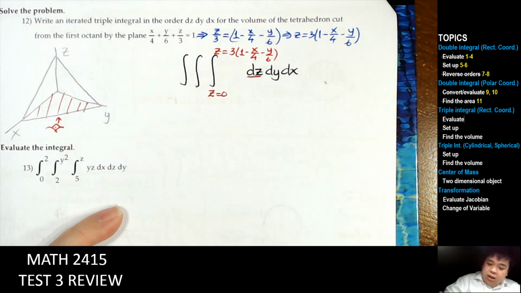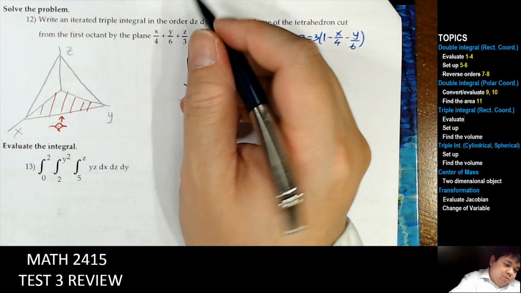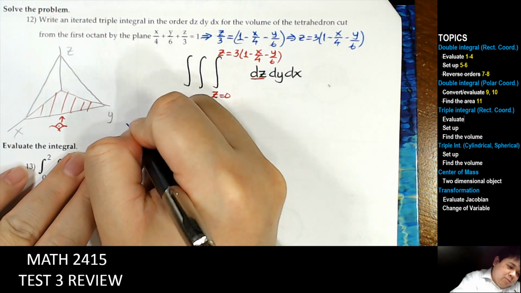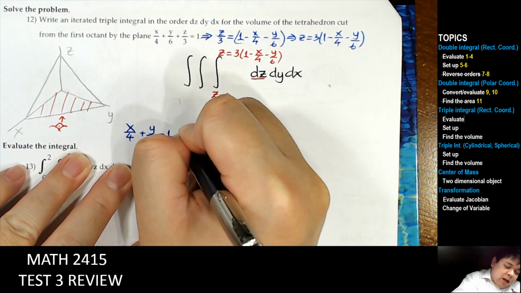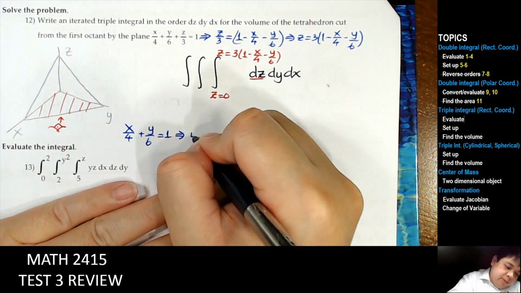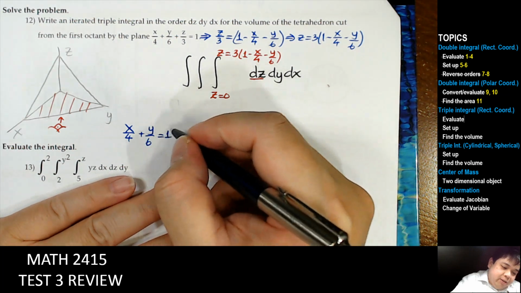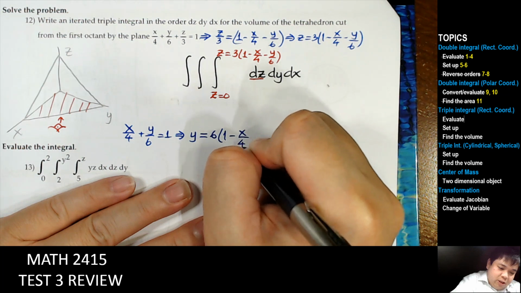That's for dz. Now for y. For x and y, we just let z equal to 0. So we're going to have x over 4 plus y over 6 equal to 1. Again, we solve for y. We have 6 times 1 minus x over 4.